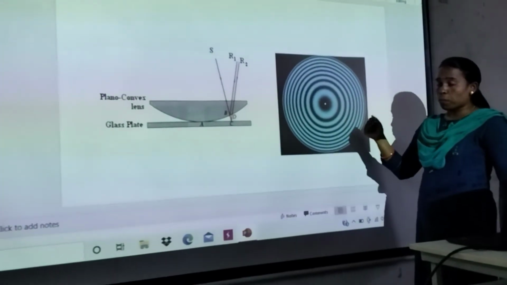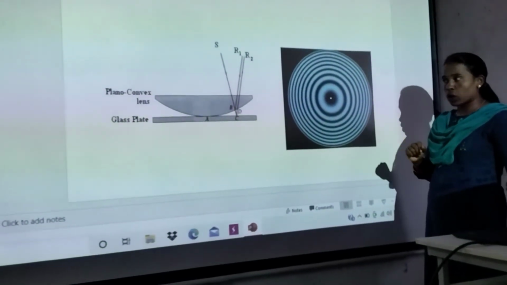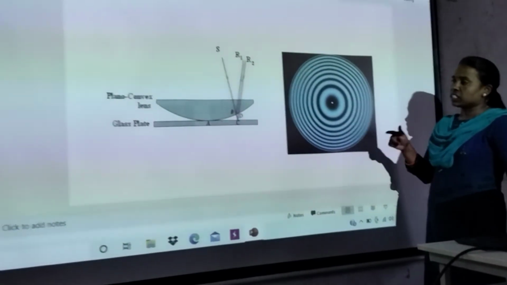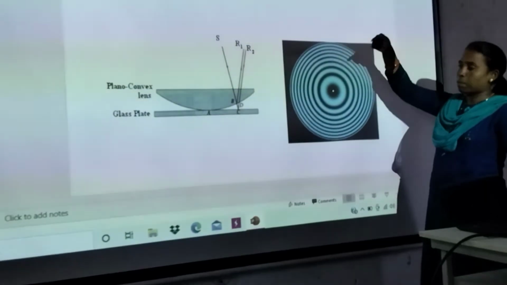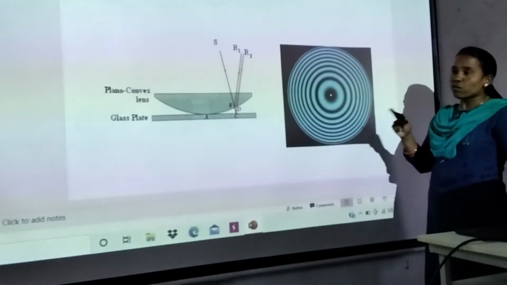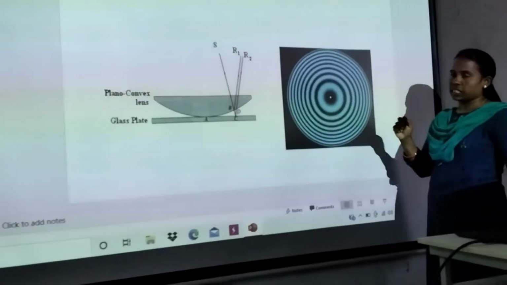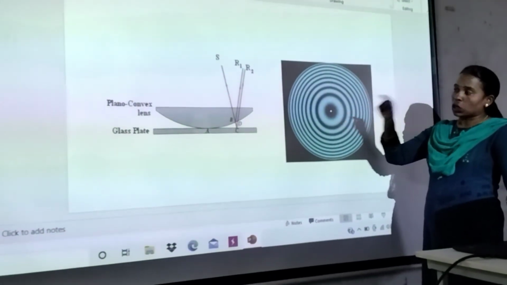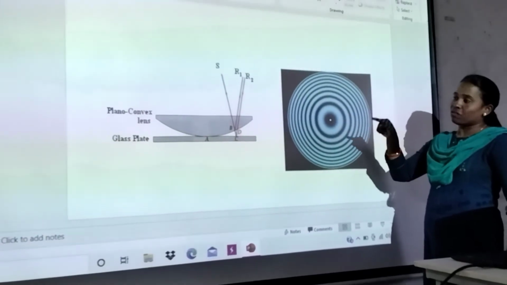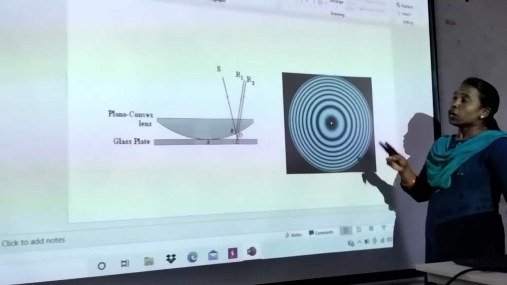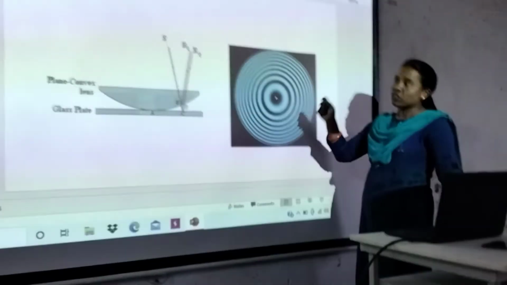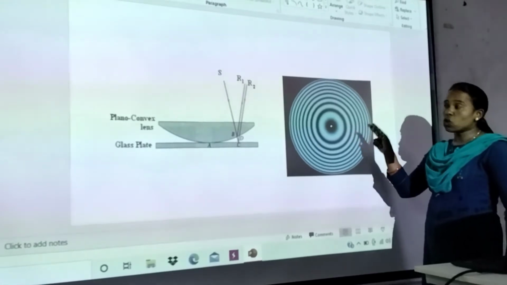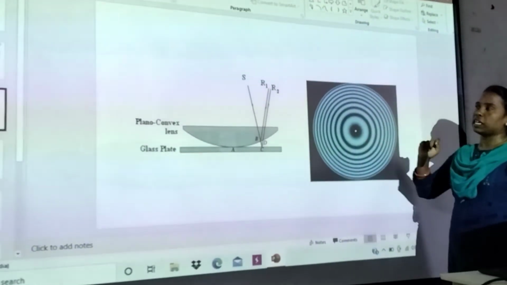After reaching point C, what happens? Once again, there is a change in the medium. Hence, part of the light will reflect and part of the light will refract. Now we have got two reflected rays, R1 and R2. One is reflected by the bottom of the lens and one is reflected by the top of the glass plate. These two rays R1 and R2 are derived from the single ray SB.